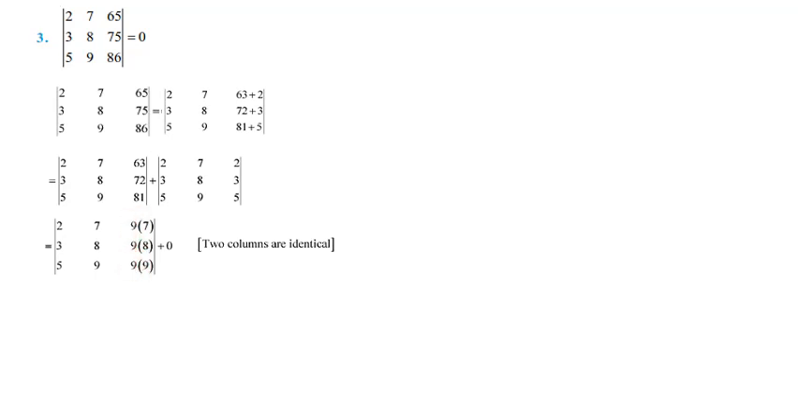So you take that 9 out of the determinant. When 9 comes outside, the first column is 2, 3, 5, the second column 7, 8, 9, and the third column also 7, 8, 9. Now you can check the second column and third column are again identical. So the value of the determinant is 0. So finally we have got the answer as 0.